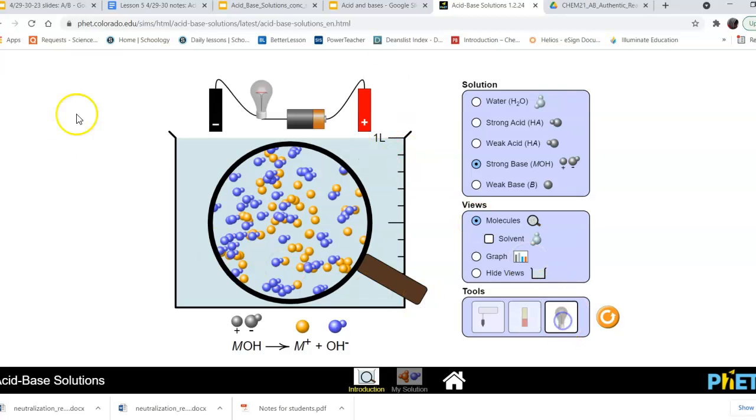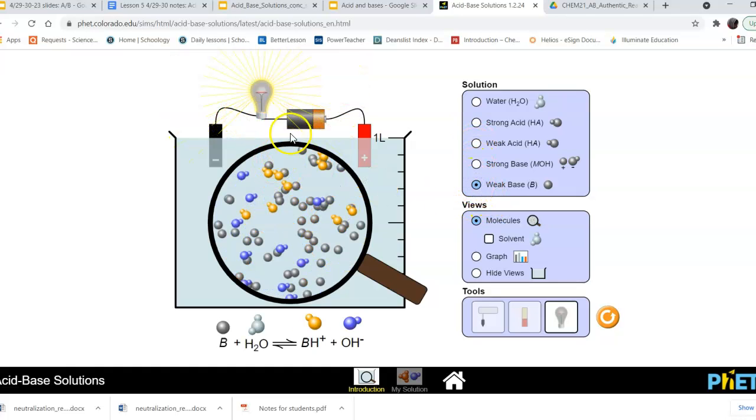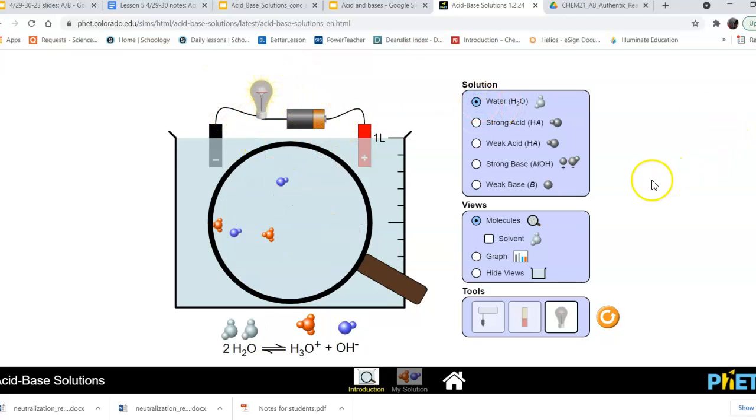And as you may guess, the ability to conduct electricity is going to be very similar. So let me switch here. Conducts electricity quite a bit. Conducts electricity very little, and then even less. So those are the ideas that you need to make sure that you understand.